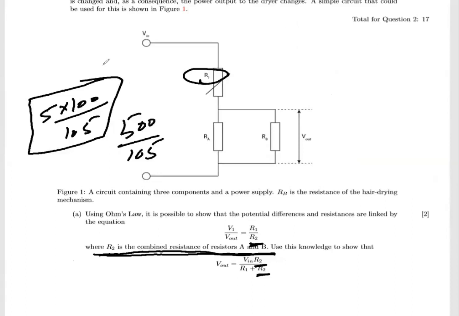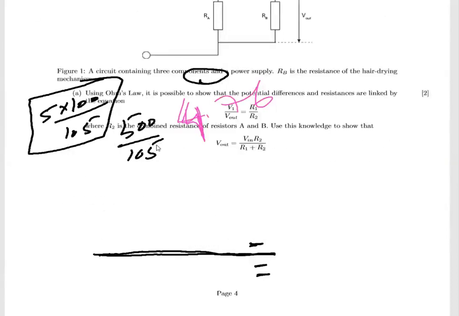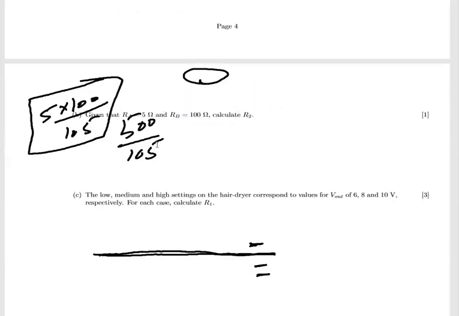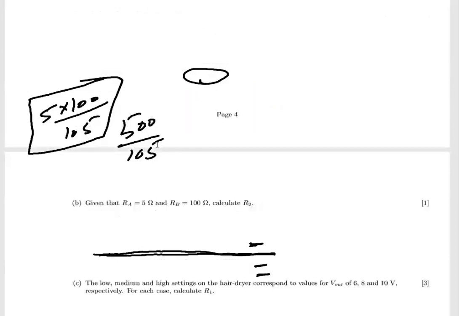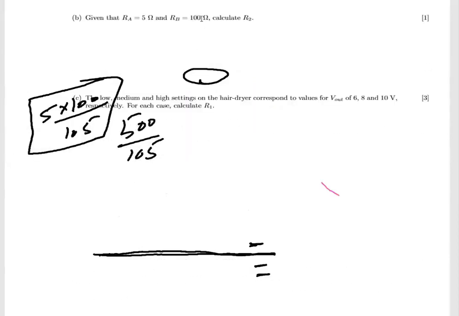Okay, 500 divided by 105 is 2.76. Yeah, 2.76. The low, medium, high setting, and so on. V out is 6.8. And in each case, calculate R1. Now R2 is given to you, okay? R2 is 4.76. This is your R2.